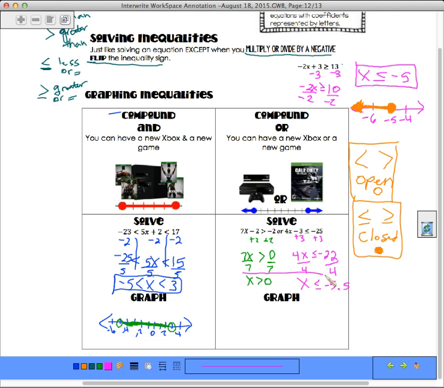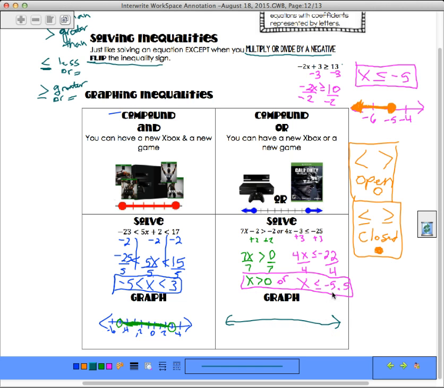With these together, this is x is greater than 0 or less than or equal to negative 5.5. So we're going to write or in between here. And now we're ready for our number line. We're going to draw a number line. Ooh, hopefully your lines are better than mine.